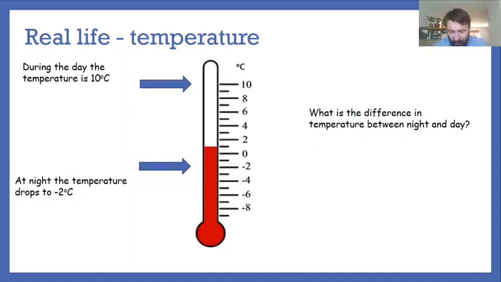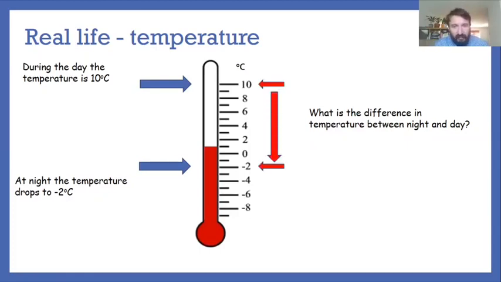Okay, fantastic. You are back. So during the day, the temperature was 10 degrees. At night, the temperature is -2. What is the difference in temperature between day and night? I'm going to use the thermometer. I'm going to have a look. 10, 9, 8, 7, 6, 5, 4, 3, 2, 1, 0. So I've made my way down to 0. And then I can see I've then done 2 jumps to get to -2.